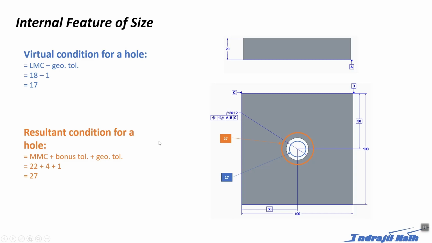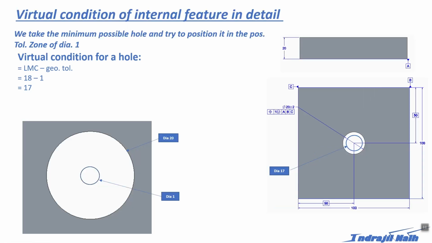Now we will understand in detail what the virtual condition and the resultant condition for a hole are. For the virtual condition of the internal feature, we take the minimum possible hole, which is 18, that is 20 minus 2, and try to position it in the position tolerance zone of diameter 1, as mentioned in the drawing.